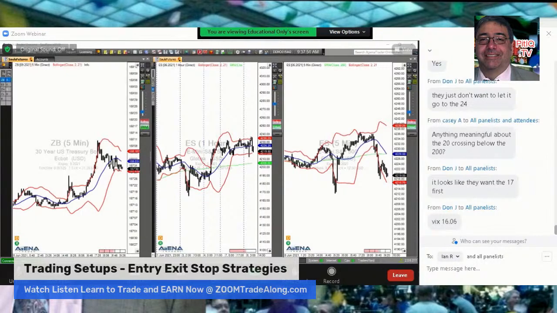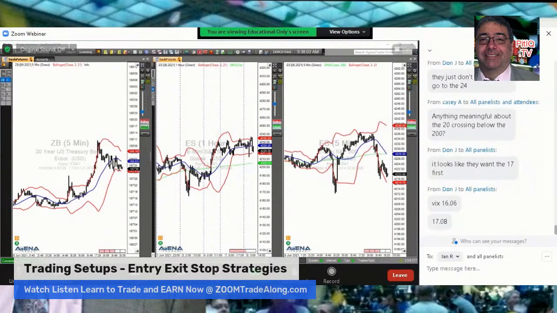And the VIX is down to 16.06. So it's also telling you that it's really not that much volatility going on here. We just seem to be slowly getting to a new level of 17.06.08. So, okay, got corrected there.